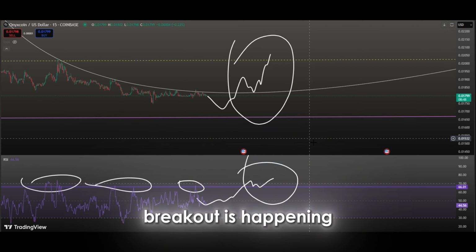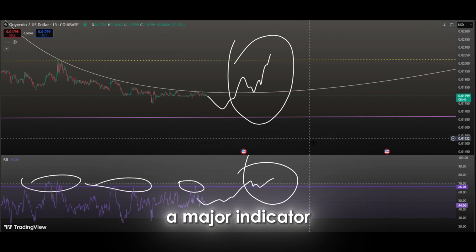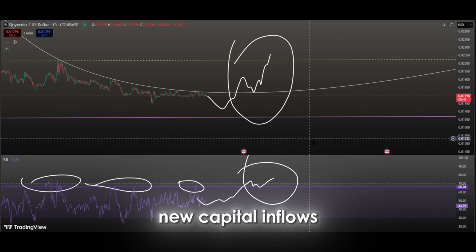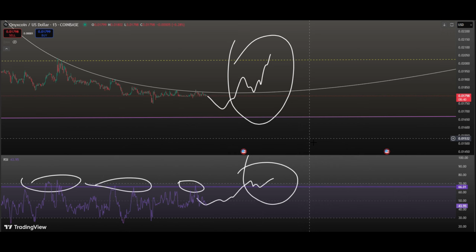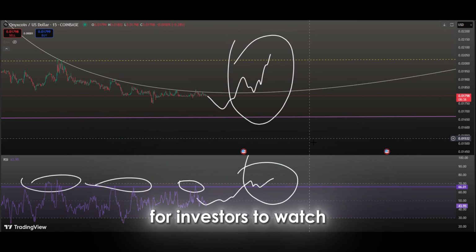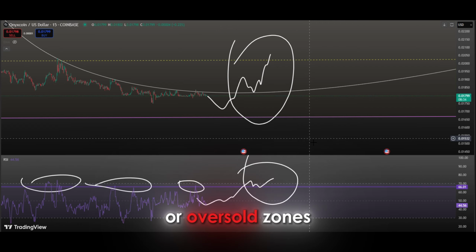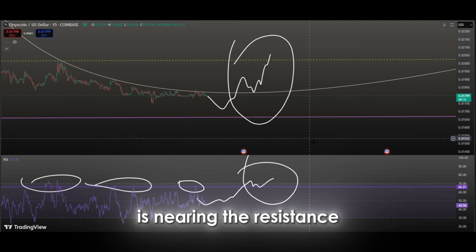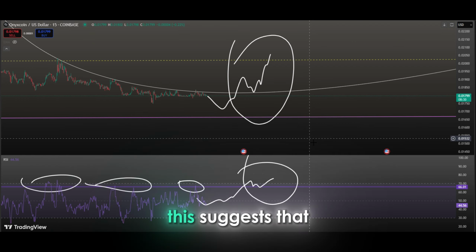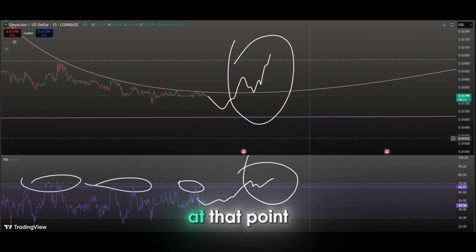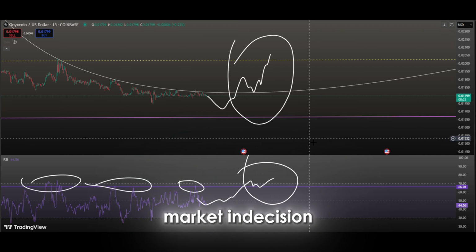That's because a breakout is happening not just in price, but also in a major indicator like RSI, which increases investor confidence and can spark new capital inflows into the market. In such scenarios, another important factor for investors to watch is the pace at which the RSI approaches the overbought or oversold zones. If the RSI is nearing the resistance with increasing momentum, this suggests that the rally could be sustainable. However, if it approaches the resistance weakly and immediately faces selling pressure at that point, it could indicate market indecision and a lack of sufficient strength in the upward move.